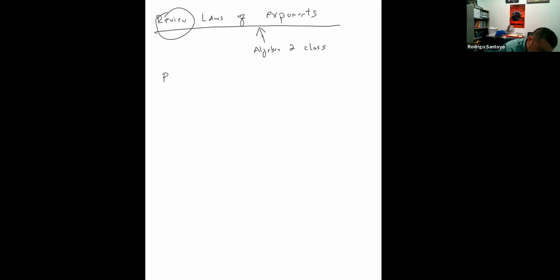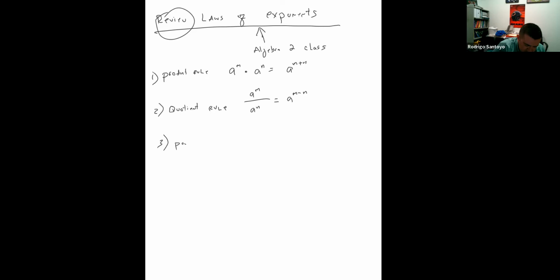The first one is the product rule. Right, we discussed this one already. A to the power of m times a to the power of n means we just add them. Second one looks like it's the quotient rule. We've taken a look at this one as well. A to the power of m over a to the power of n means we just subtract these exponents. Now it looks like we have the power rule. Open parentheses, a to the power of m, close parentheses to the power of n means that we multiply those exponents.